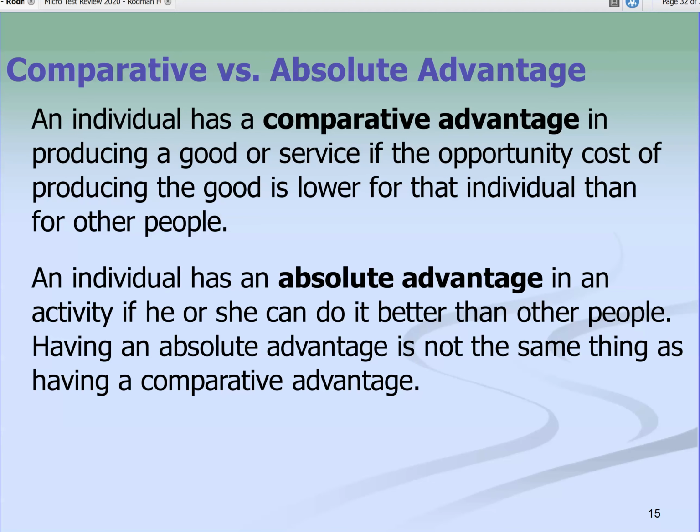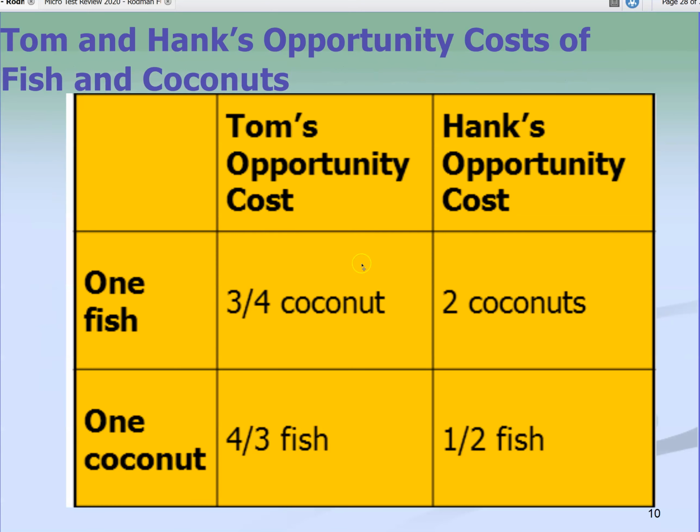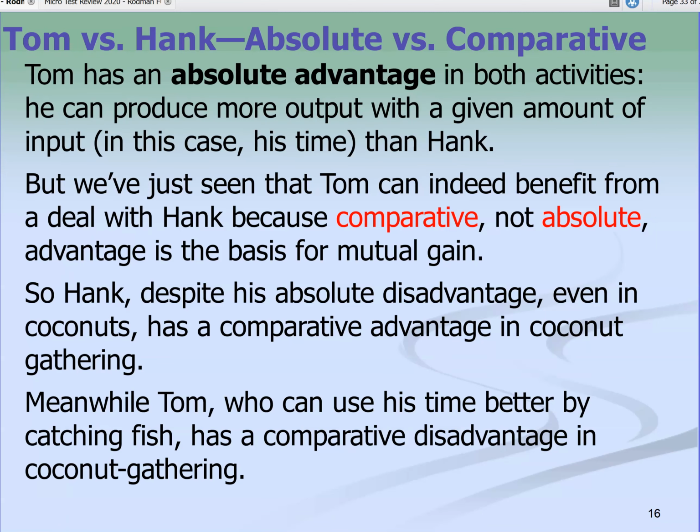So by having the comparative advantage, we can see Tom has the lower opportunity cost in producing fish, and Hank the lower opportunity cost in producing coconuts. And because of that gains from trade, each one of them is better off as a result.